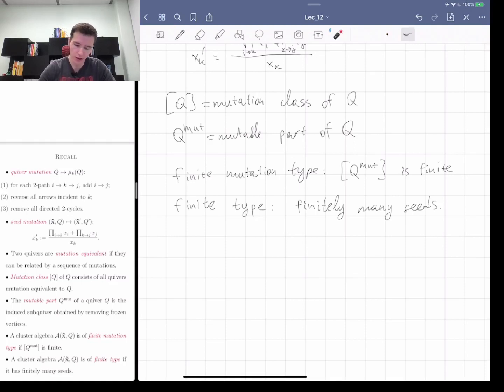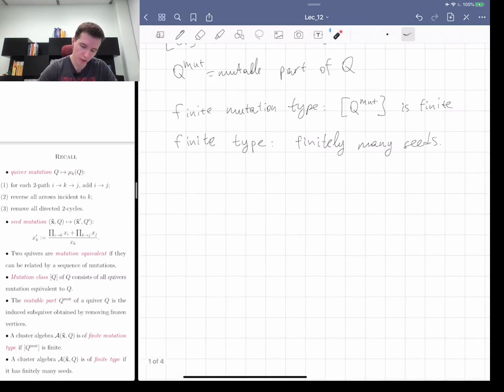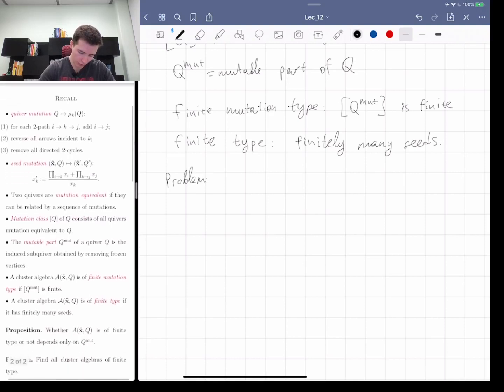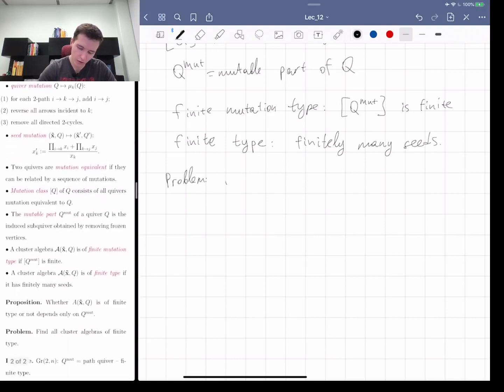So the whole purpose of me introducing root systems and stuff like that was to be able to classify finite type cluster algebras. And so the problem that we're going to discuss today is how to find all cluster algebras of finite type.